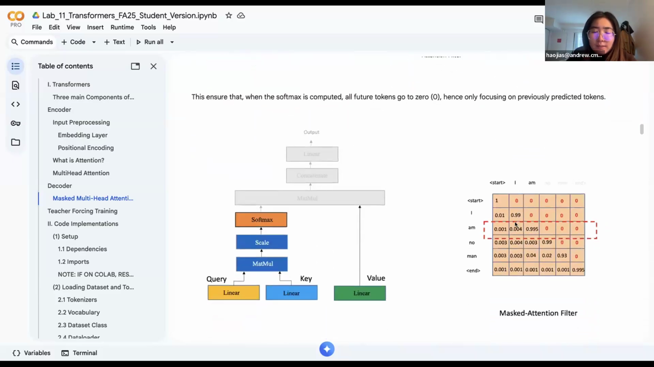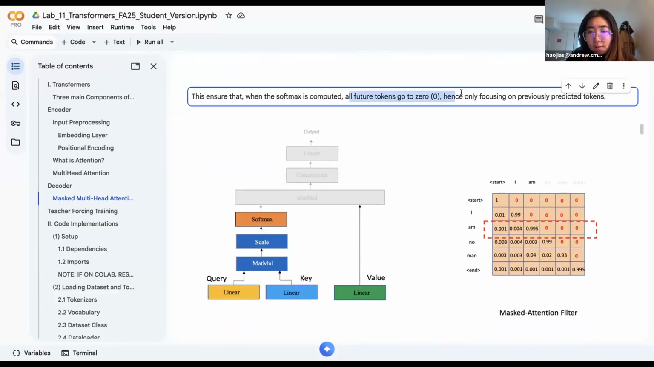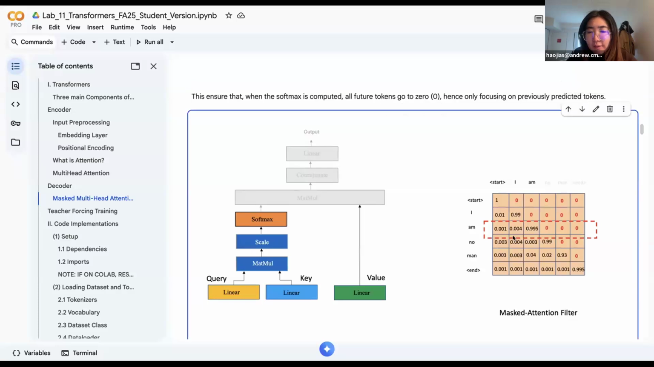Yeah. And the reason why we are mapping the future tokens to minus infinity is because while we're calculating the softmax for the attention, all the future tokens will go to 0 so that we will only focus on the previously predicted tokens instead of the future tokens. So for example, here in the masked attention, for the future positions we will have all of the softmax values as 0 so that it doesn't affect the calculation of the attention.